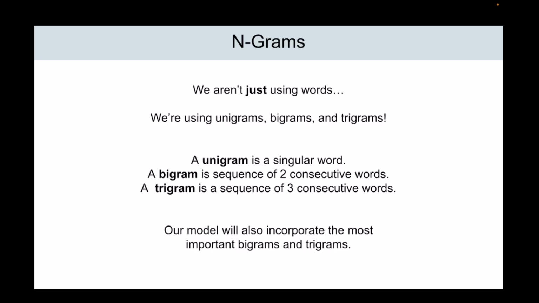Well, we talked about how we calculate TF-IDFs for words, but we're actually not just using words, we're using n-grams, specifically unigrams, bigrams, and trigrams. A unigram is just a singular word, a bigram is a sequence of 2 consecutive words, and a trigram will be 3 consecutive words. So our model will not just be making predictions based on unigrams, it will also be using bigrams and trigrams.